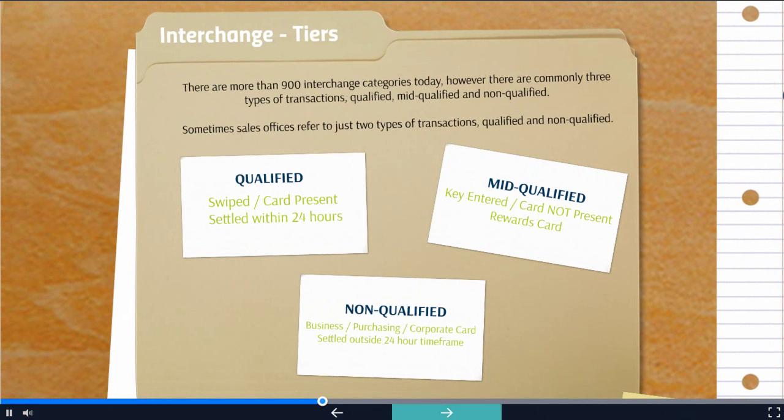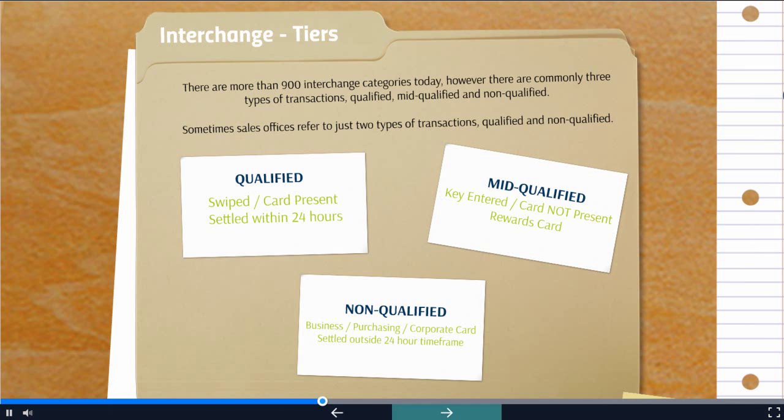Here's where things begin to get a little complicated. Interchange is comprised of more than 900 categories today. That means that any given transaction can be charged one rate out of the more than 900 different rates. Each card brand has their own set of rates. Visa has theirs, MasterCard's are slightly different, and Discover has another set. There are many types of cards in circulation and different ways that a transaction can be accepted, such as face-to-face, over the internet, or at a gas pump.